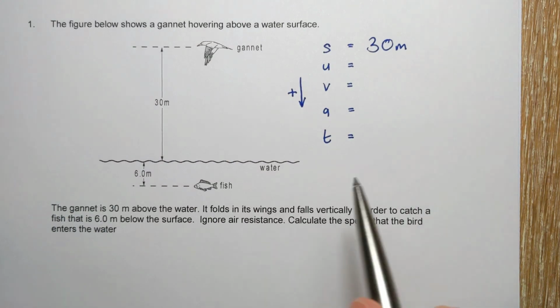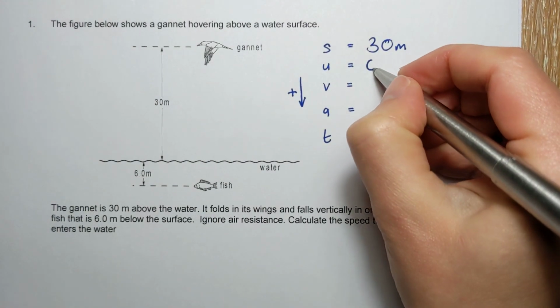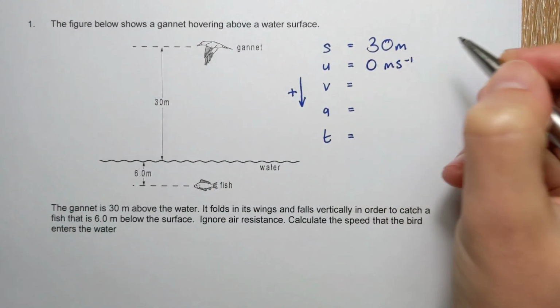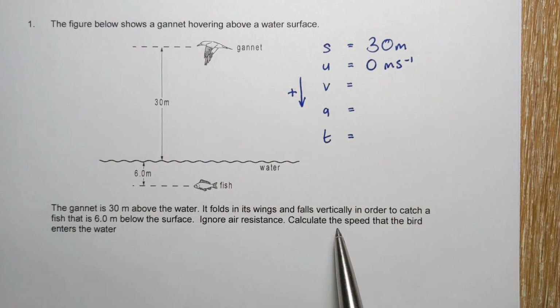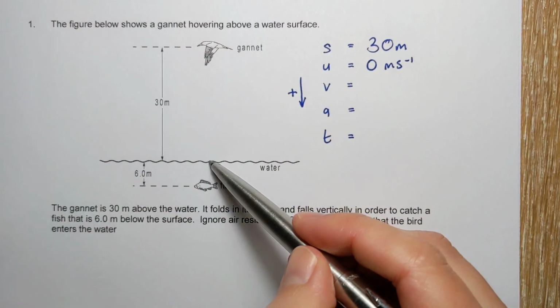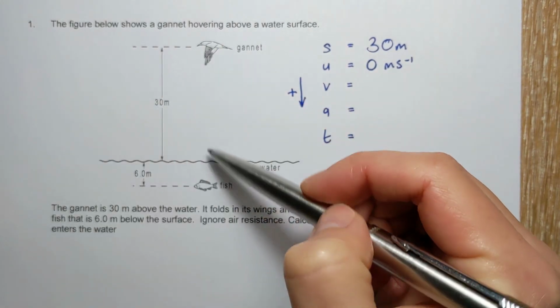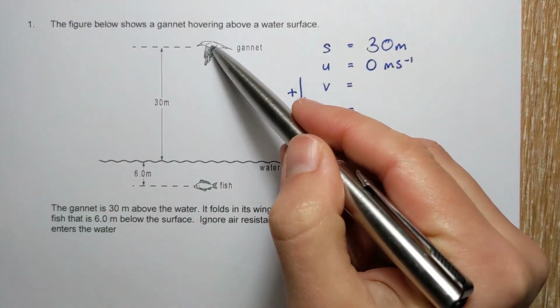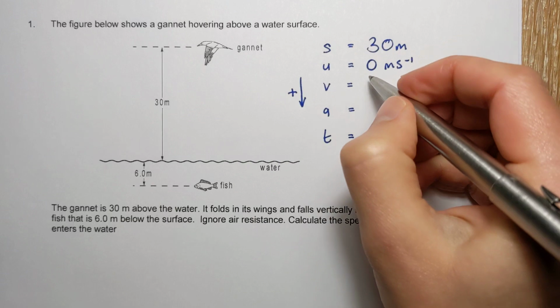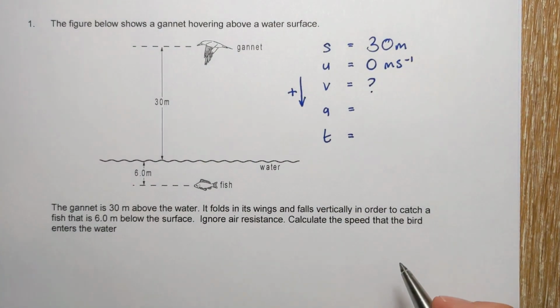It is falling from rest, so that means that U is 0. We're asked to find the speed that it hits the water. So if this is where it starts and that's where it finishes, it has speed here is U and the speed there is V. So V is the thing that we're trying to find.